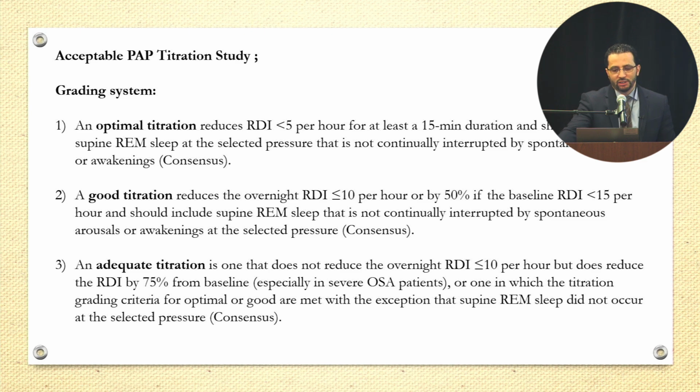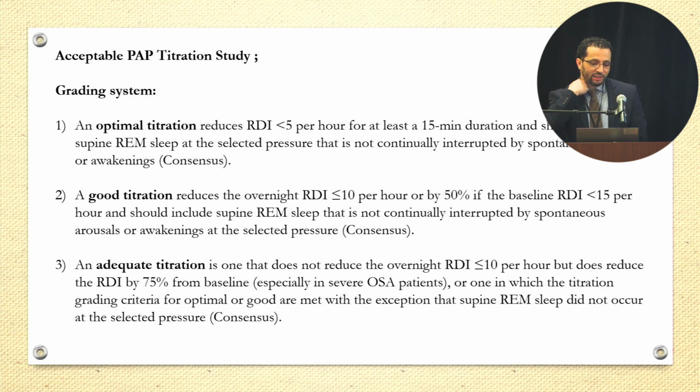Good titration is when you were able to eliminate your patient's respiratory events or have an RDI of less than or equal to 10 per hour, or reduce your patient's respiratory events by 50% if the baseline RDI was less than 15, because then it will automatically be less than 10. And this should include supine REM that's not continually interrupted by spontaneous arousals or awakenings at the selected pressure.